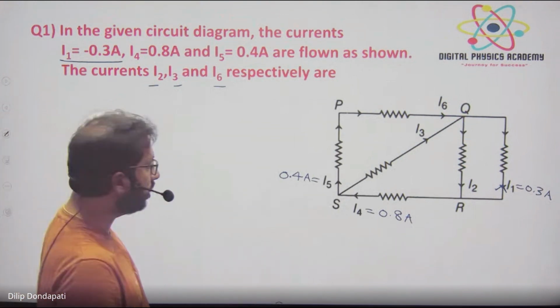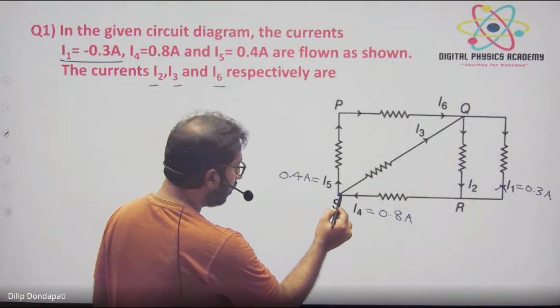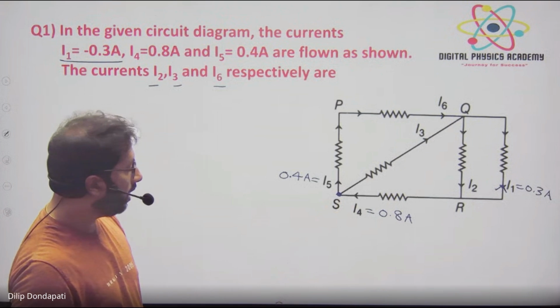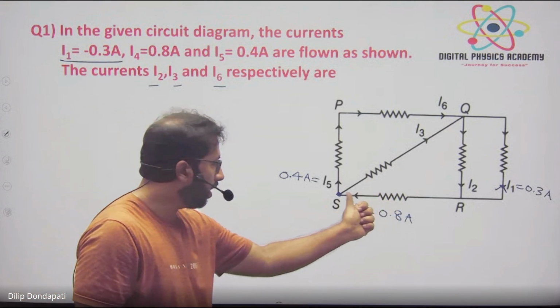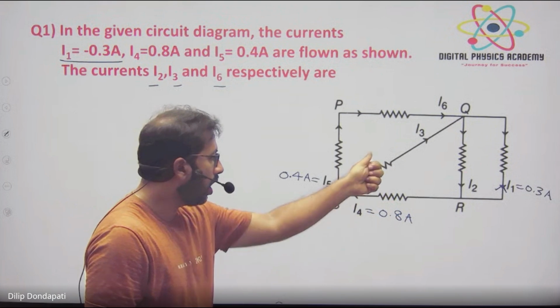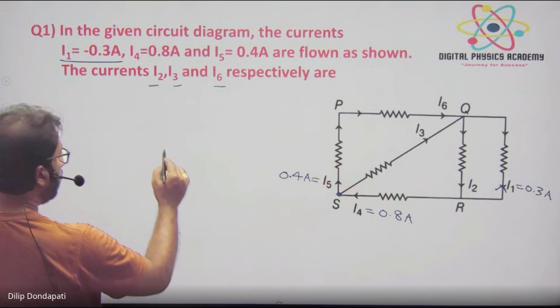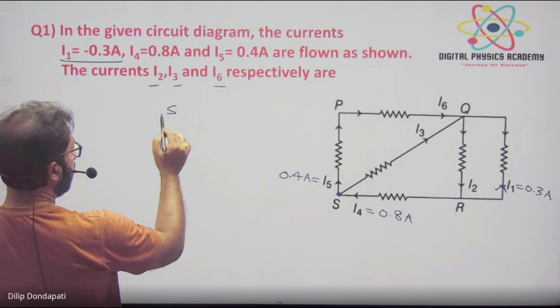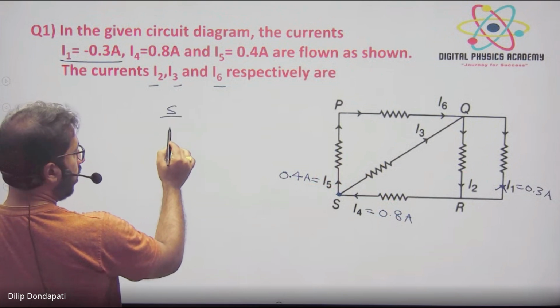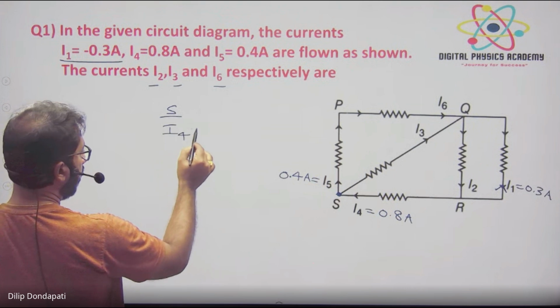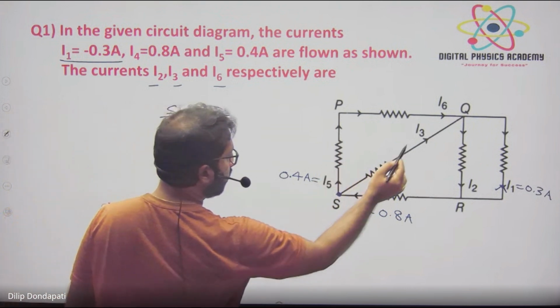Okay. Now we will try to find the junction. Find it. The junction is this one. Now apply KCL. The sum of the incoming currents is equal to the sum of the outgoing currents, right? So at this junction I am applying KCL. So I4 is equal to I5 plus I3.